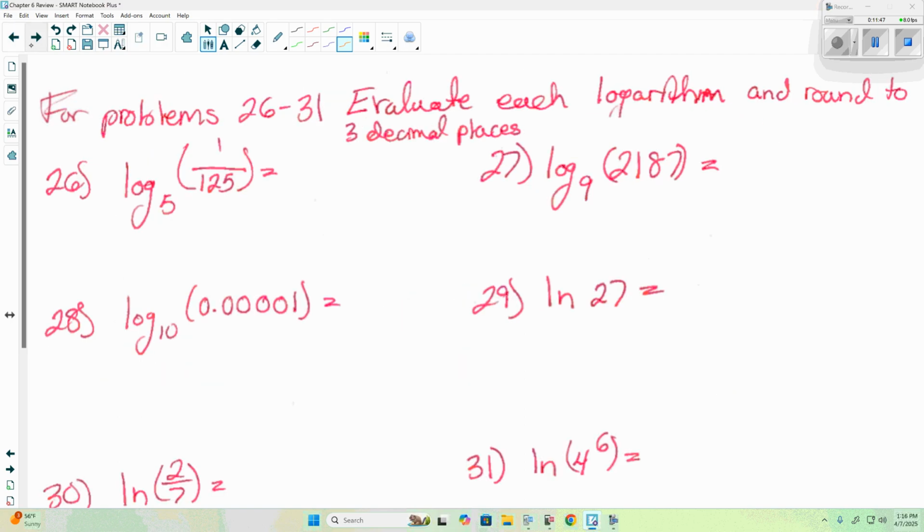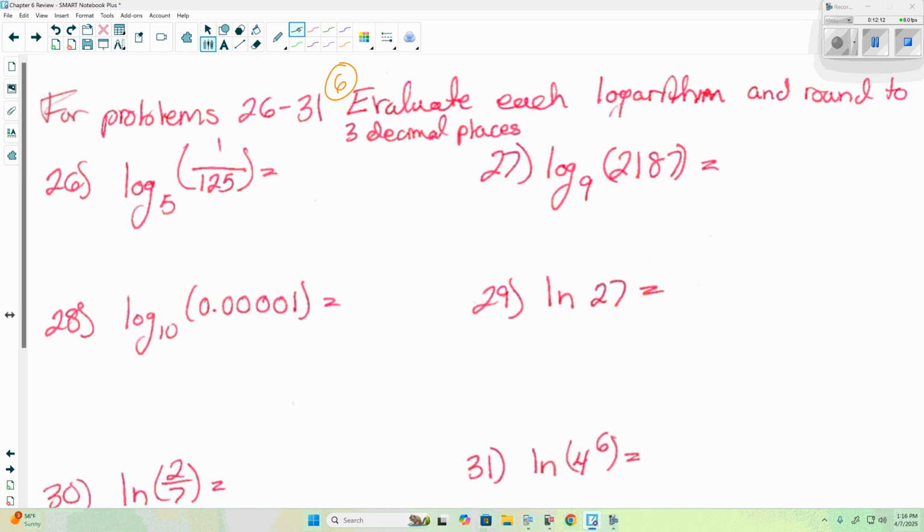8 are going from logarithmic to exponential. 8 are going from exponential to logarithmic. 6 of them so far are just our exponential evaluating. Another 6 are going to be evaluating the logarithms. So doing these here. Now log base 5 of 1 over 125.